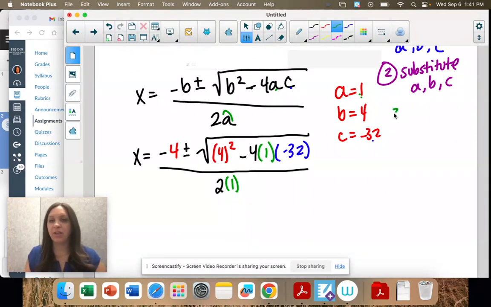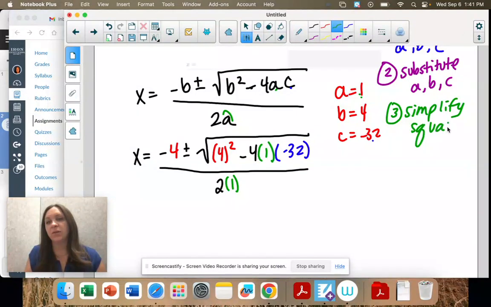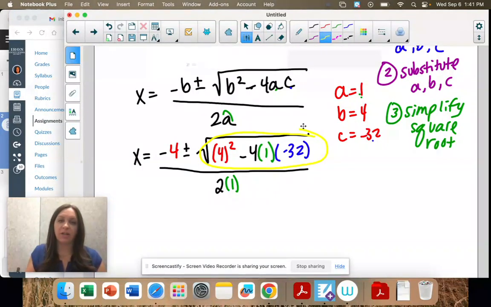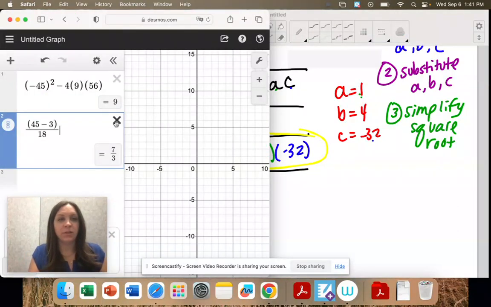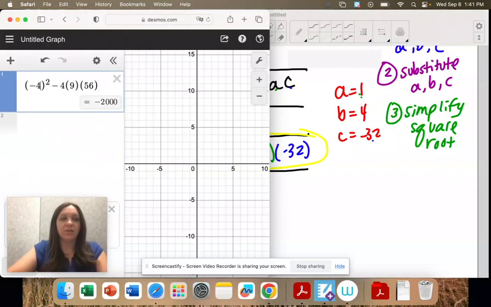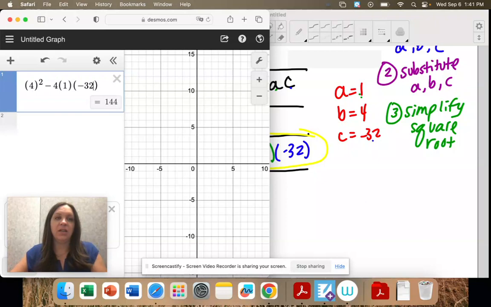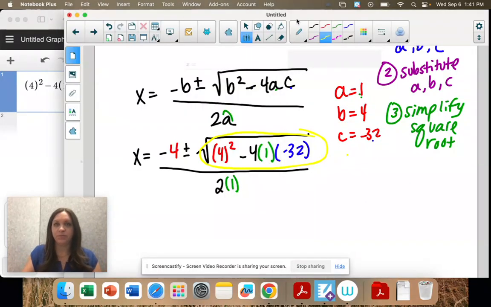Okay, step 3 is simplify. And I always start with the square root. So we're going to put this in the calculator. What's under the square root? I still have the last one. You can just keep that open and edit it as you want. And we got 144.